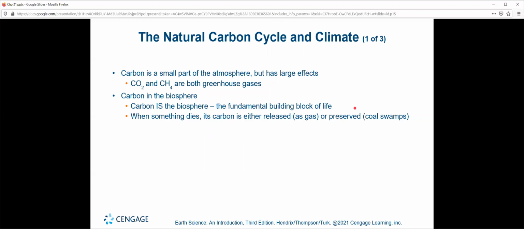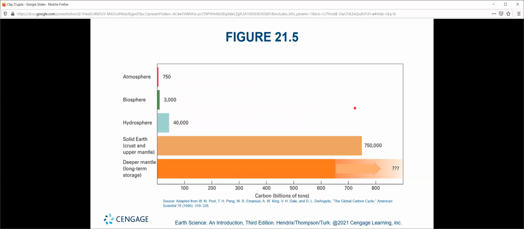You are carbon, I am carbon, the woodpecker outside is carbon, the dinosaurs millions of years ago were carbon, we're all carbon. And when you die, the carbon in your body is either released as gas, right? Or if you're lucky or unlucky, depending on how you term it, that carbon that is you can actually be preserved as, say, a fossil fuel, such as the coal swamp or oil. And the vast majority of carbon on the Earth is in this solid form, such as fossil fuels.